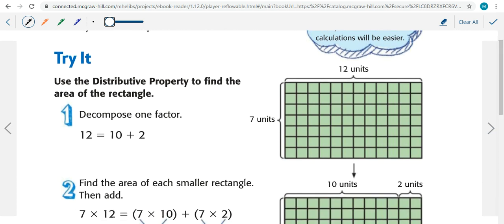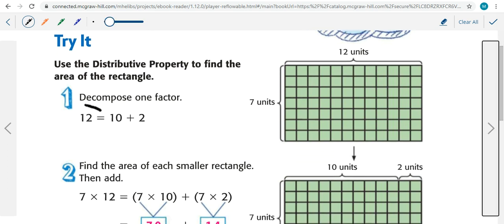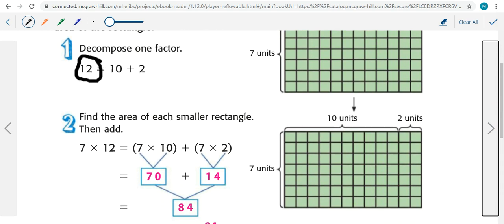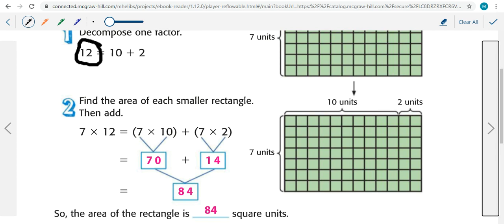Now, we are going to find the area of this rectangle. We have 7 rows and 12 columns. We are going to decompose one of the factors, and you can decompose 12 as 10 plus 2. We are going to find the area of each smaller rectangle, and then we are going to add. How are we going to decompose? Remember, we are going to use the distributive property by decomposing 12 as 10 and 2. We are going to multiply 7 times 10 and 7 times 2.